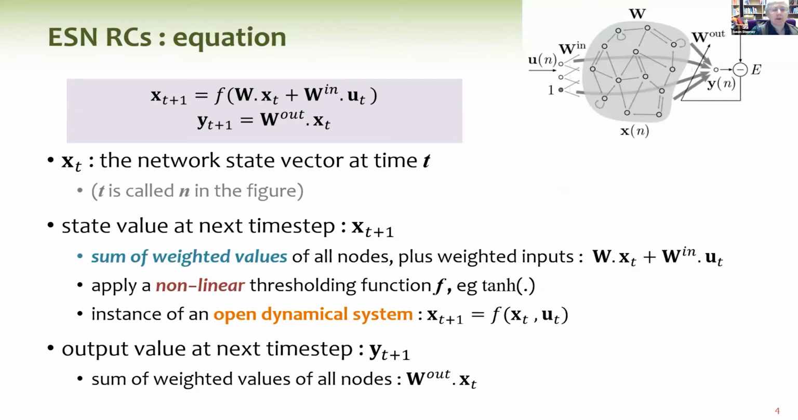And here's the equations for people who prefer equations to pictures. We have a state vector x, and this is updated in discrete time steps through the weight matrix, incorporating the inputs, and then fed through some nonlinear thresholding function, which is usually the tanh or something like that. And so what we have here is an instance of an open dynamical system. And the fact that it can be thought of as an open dynamical system becomes important when we think about physical reservoirs. And then the output is read out through the output weight matrix, as I said.